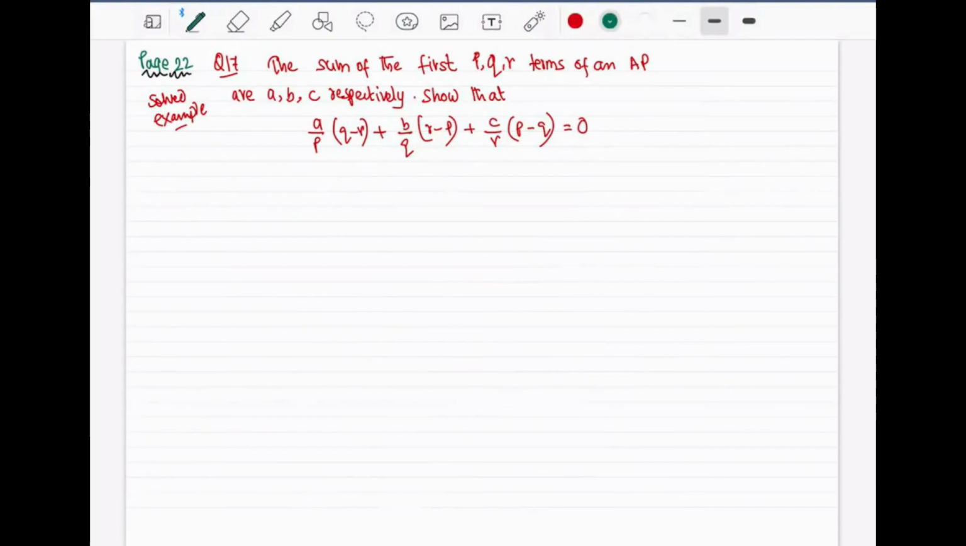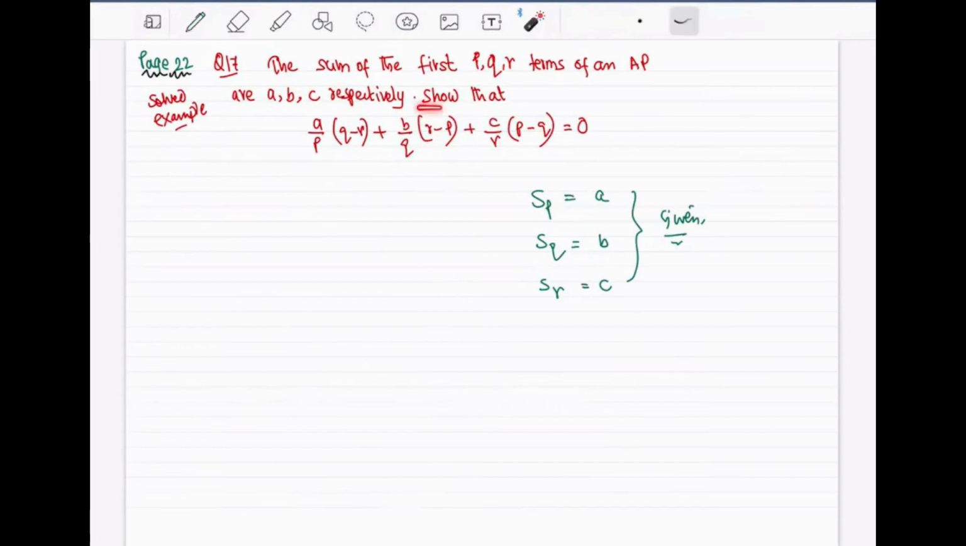Okay, now the question is saying the sum of the first p terms. We know the formula for n terms. Let's represent it by Sp, sum of the first p terms. And sum of the first q terms and sum of the first r terms. These are given as what now? a, b, and c. Sum of the first p terms is equal to a. Sum of the first q terms is equal to b. Sum of the first r terms is equal to c. This is given. We're given the same arithmetic progression, but we take different numbers of terms in it. And we are given the sums as a, b, and c.